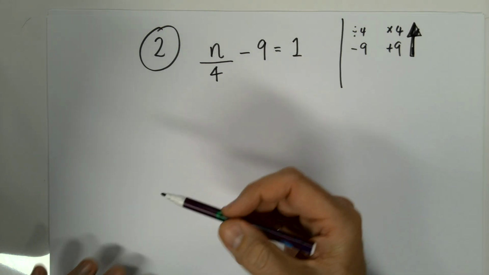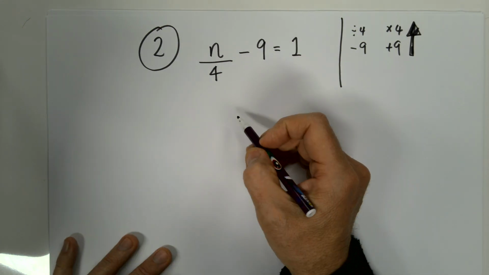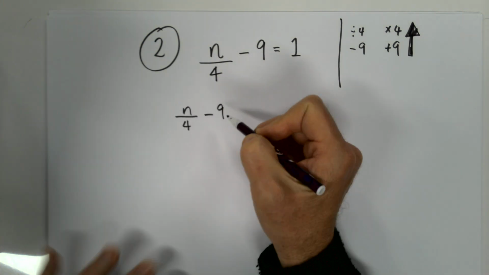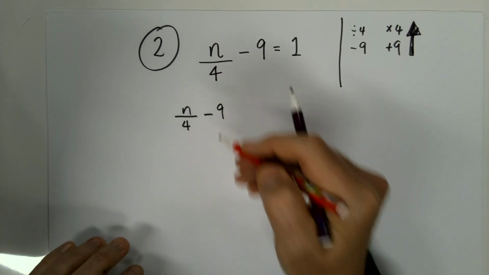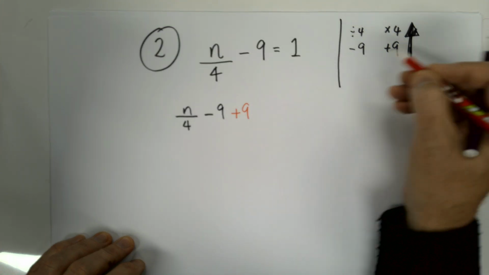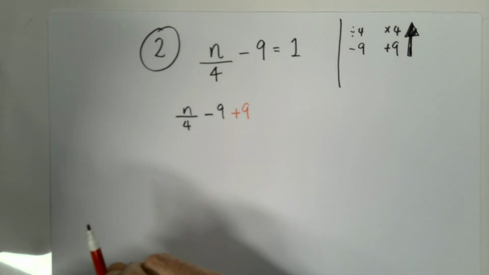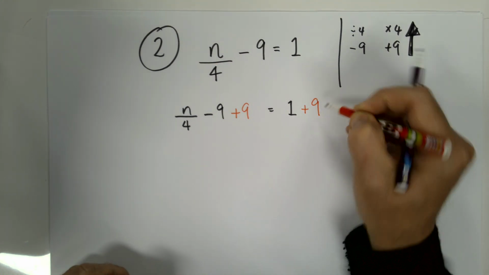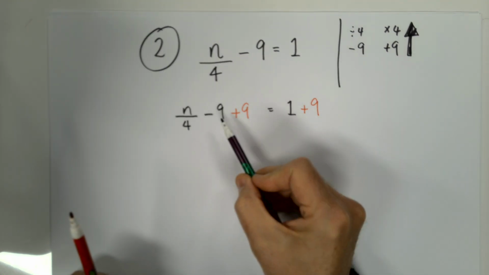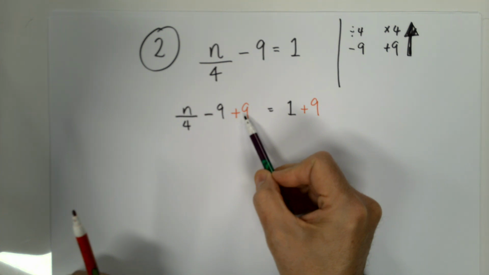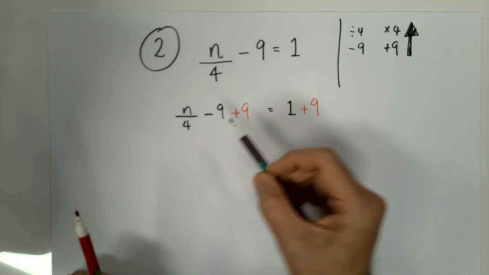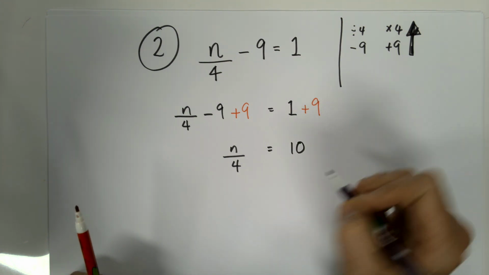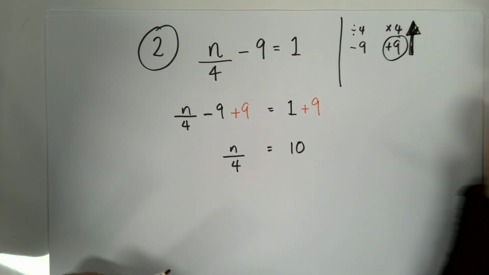That's what I'm going to do. And I'll use different colours just like before. All right, so I've got n over 4 minus 9. Where's my red? Add 9, because that's what it says to do. 1 plus 9. All right. If I'm subtracting 9, then adding 9, that all vanishes in a puff of smoke. Okay, so I've got n over 4 equals 10. Good. Righto, so I'm done that one.